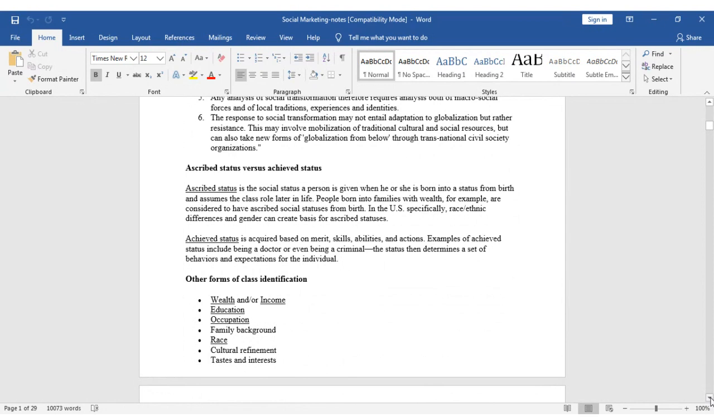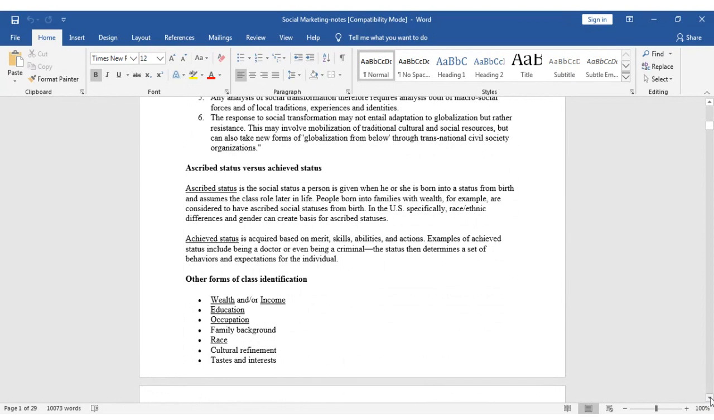People born into families with wealth, for example, are considered to have ascribed social status from birth. They've given the example of the US, when someone is born in a rich family, they all believe they will always be rich because they are born into the status of people who are rich. Achieved status is acquired based on merit, skills, abilities, and action. Examples of achieved status include being a doctor or even being a criminal. Then the status determines the set of behavior and expectation from the individual.